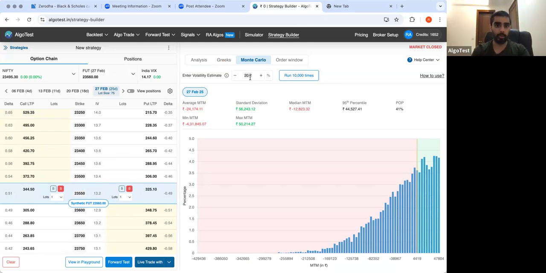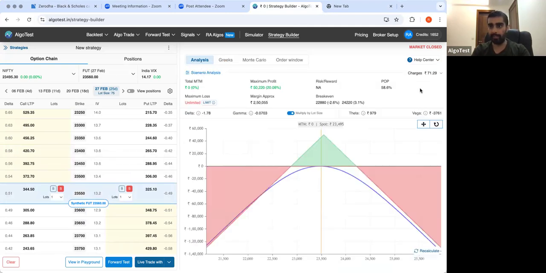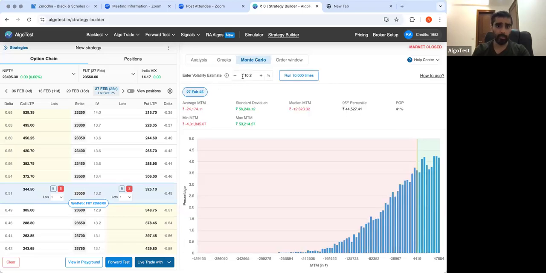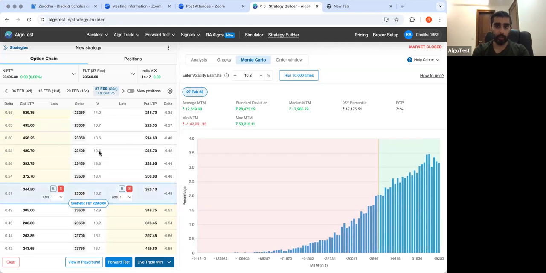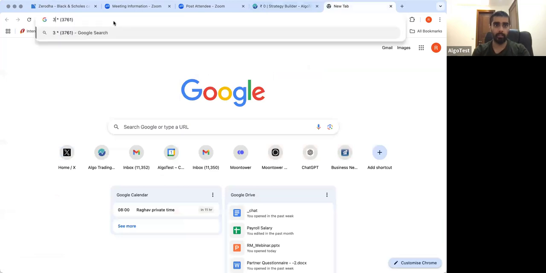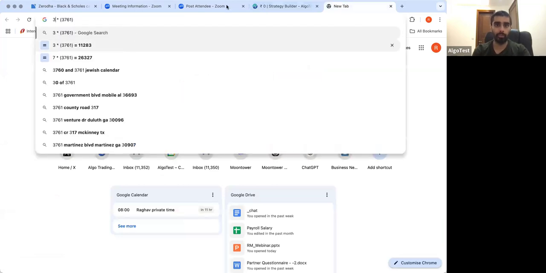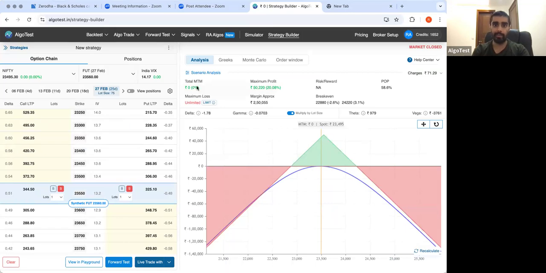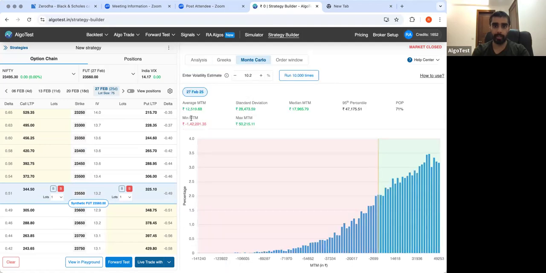Let's change this now. Let's make it 10.2. Again, my Vega is around 3,700. I come over here, and this time I'm going to make money, and it's going to be around 3 because the difference between IV and RV here is 3. So 3 into 3761, around 11,283, which is in the same ballpark. It's not going to match exactly, but it's in the same ballpark.